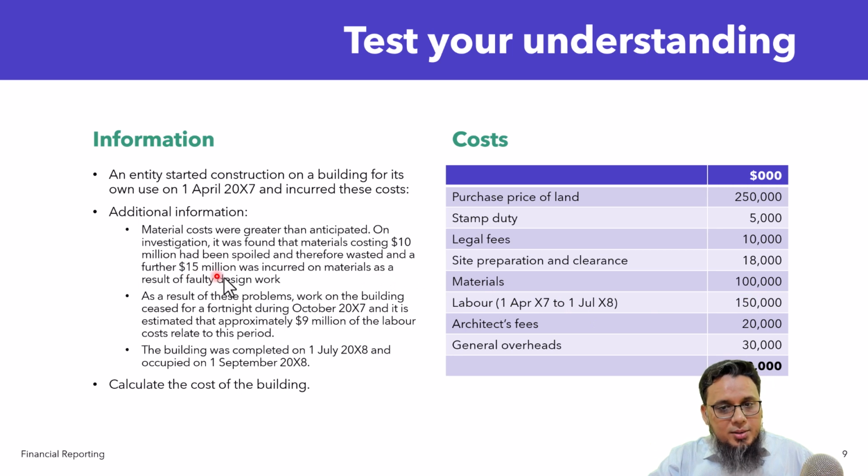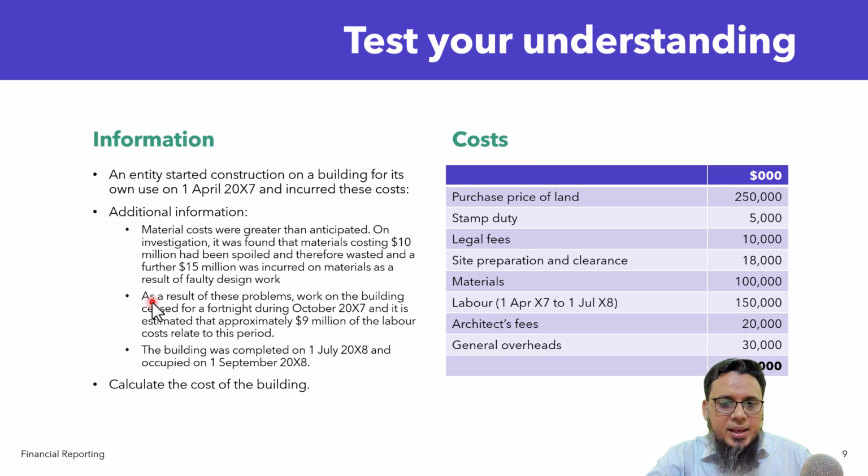And a further $15 million was incurred on material as a result of faulty design work. Again, this is an error. If you incurred additional costs because of an error, you should not be capitalizing that error and expensing it out over the useful life of the asset. If it is an abnormal cost, the abnormal cost should be recognized in the P&L in the year in which it was incurred.